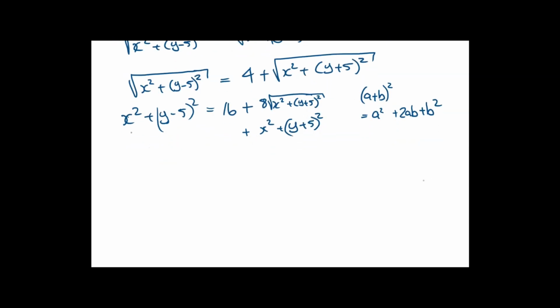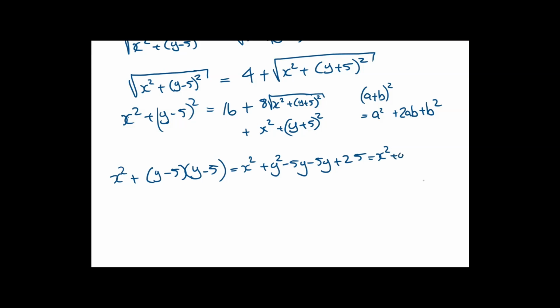Let's break out all of the brackets that we've got. So x squared plus now (y minus 5)(y minus 5). So this is the left-hand side. So we're going to have x squared plus y squared minus 5y minus 5y, the same setup as this one here, plus 25. So that's going to be x squared plus y squared minus 10y plus 25.